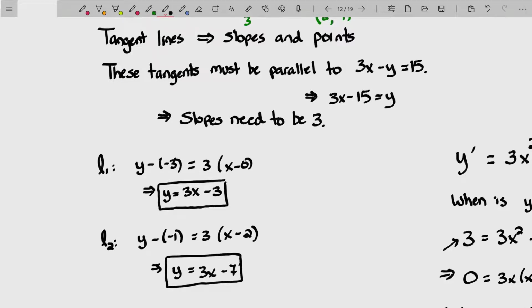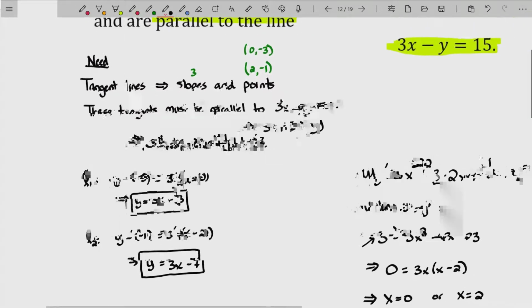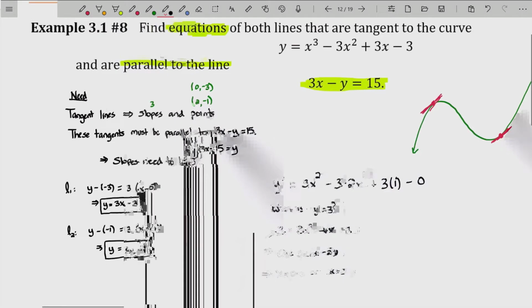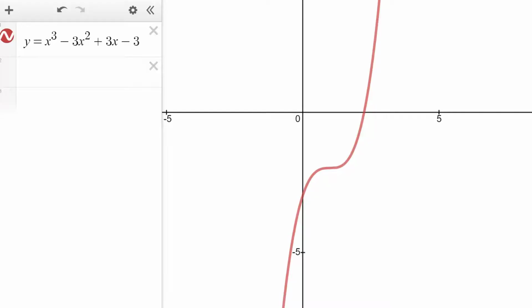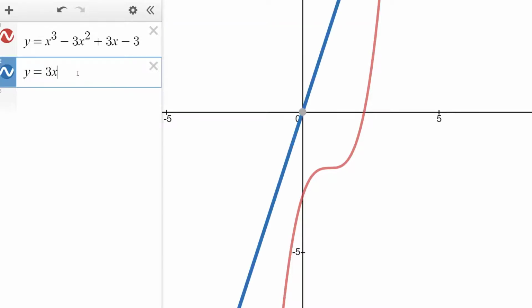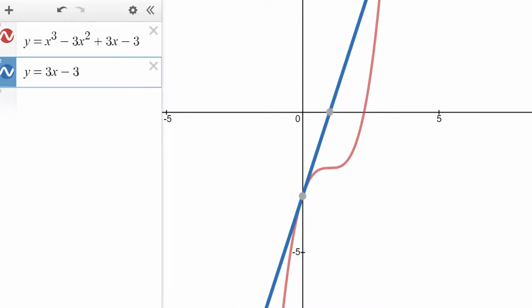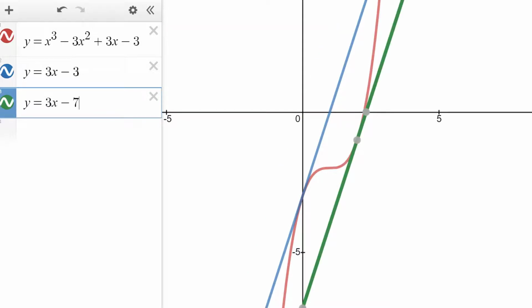I would like to display this just so you can see the actual result here. So let's go ahead and display this in Desmos. So here we have the cubic right there. And I'll go ahead and type in y equals 3x minus 3. And another one, y equals 3x minus 7.